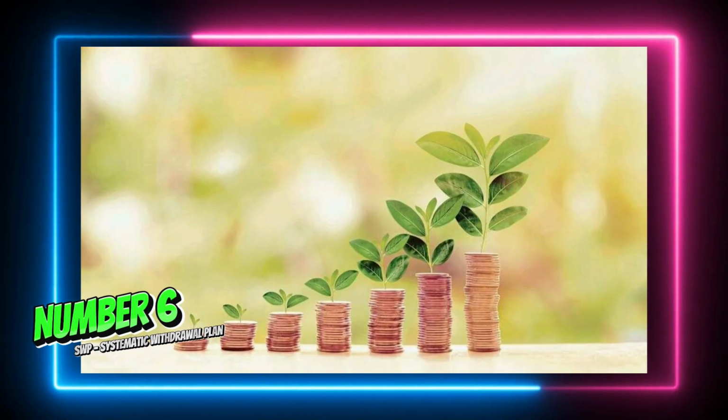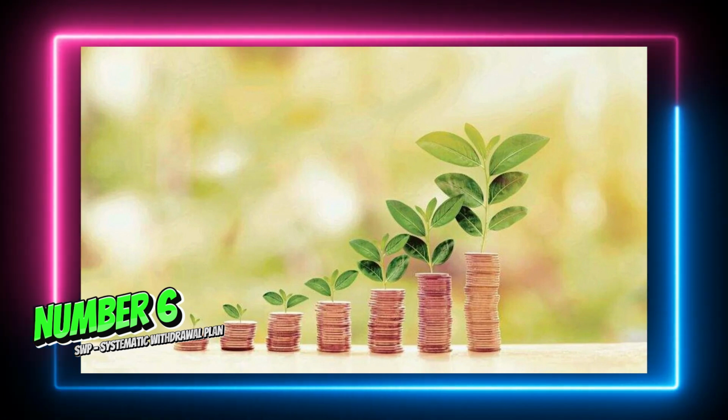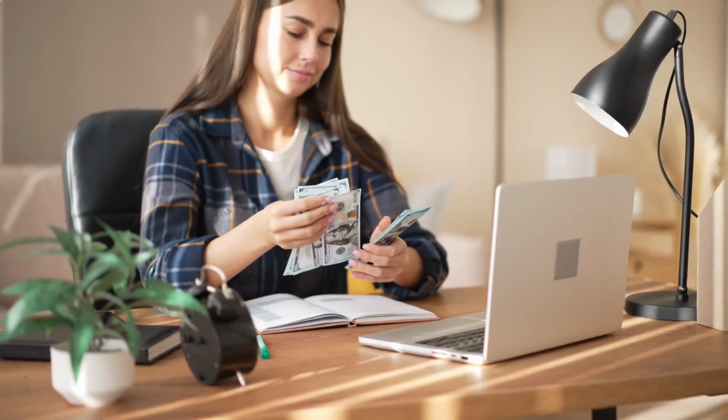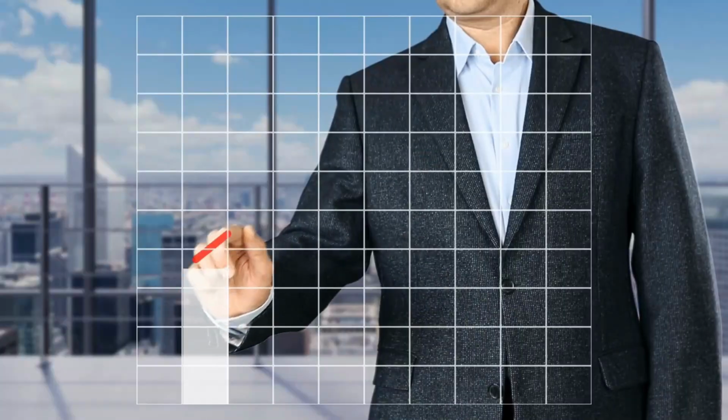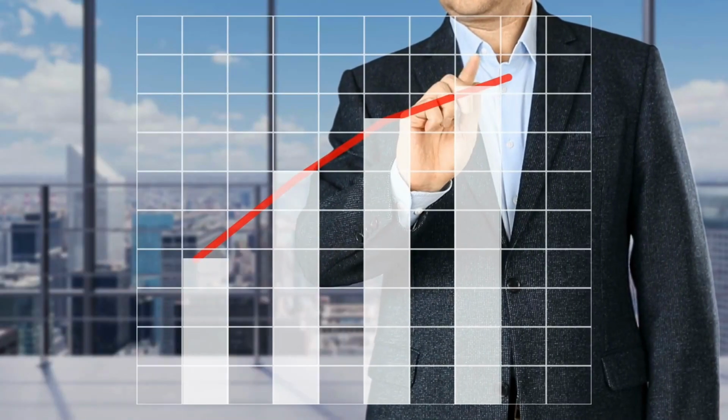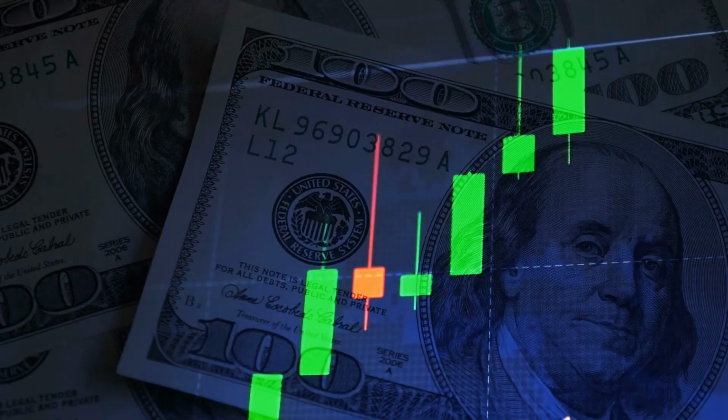Number 6. SWP, Systematic Withdrawal Plan. SWP, or Systematic Withdrawal Plan, lets you withdraw a fixed amount from your mutual fund investments at regular intervals. It's useful for those needing a steady income stream.